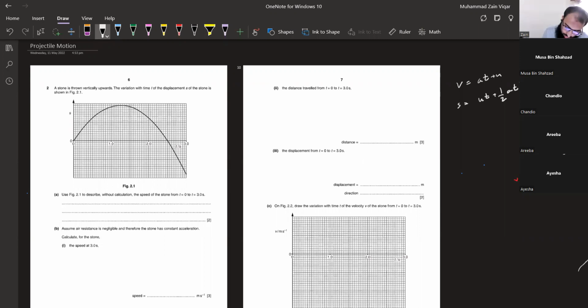Another formula was V square equals U square plus 2AS. By the way, you all can speak on your mic as well. I won't have any issue with this. Yeah, I will solve the first question.